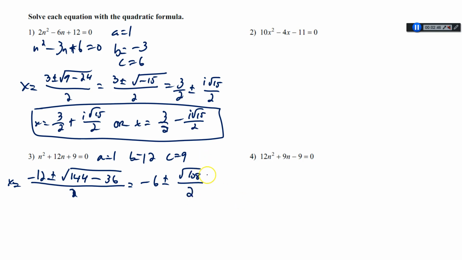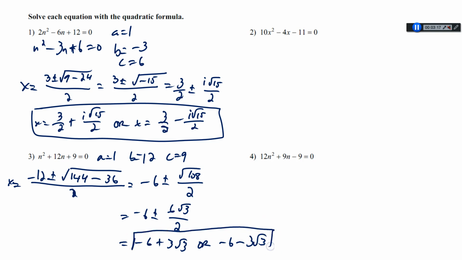So 108, let's see here. I think that we can pull a 36 out of that. I think that's 36 times 3. So this is negative 6 plus or minus, so 36 times 3, so square root of 36 is 6 root 3 over 2. We'll simplify that. So we got negative 6 plus 3 root 3, or negative 6 minus 3 root 3. There you go. All right, let's take a look at number 5.